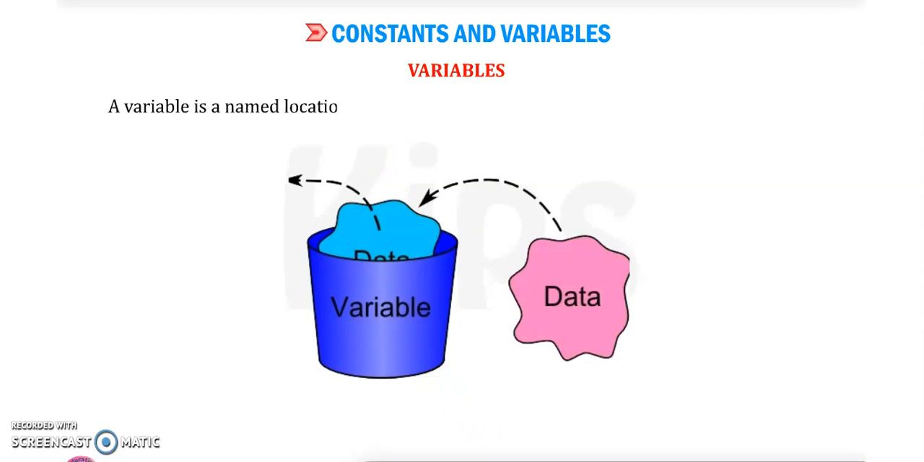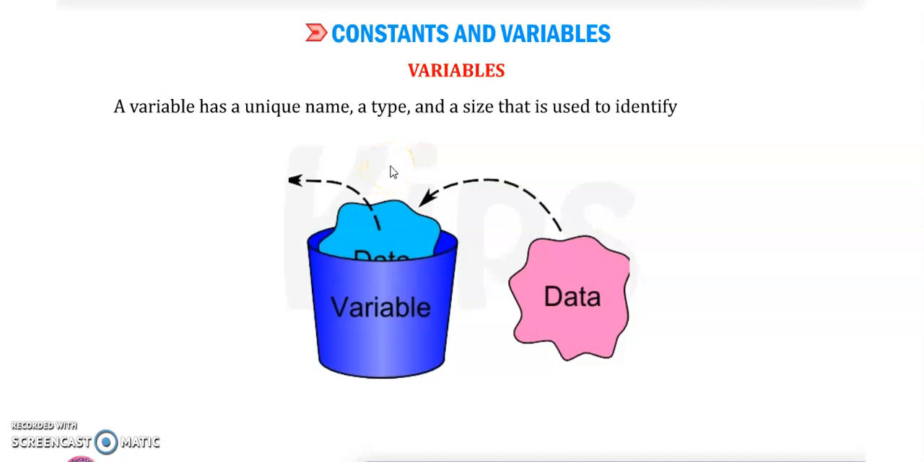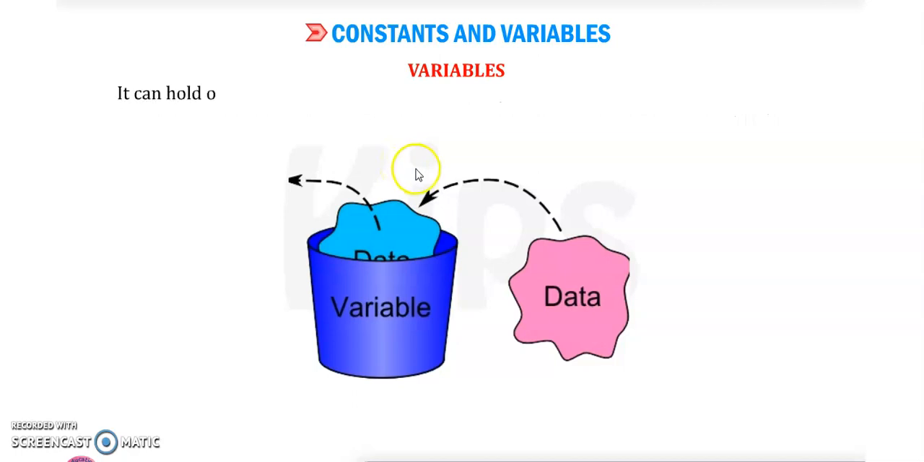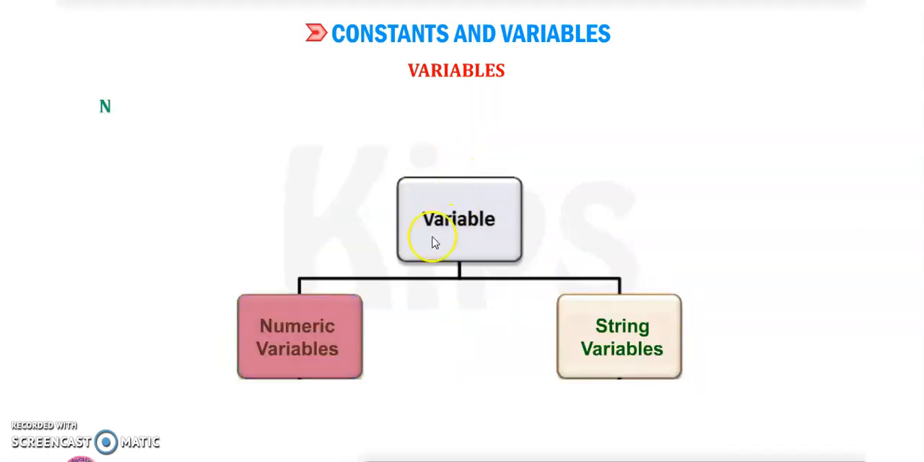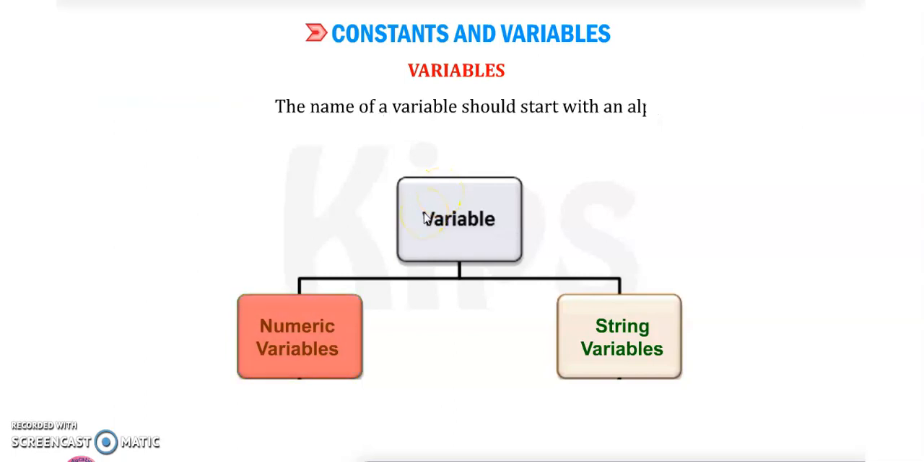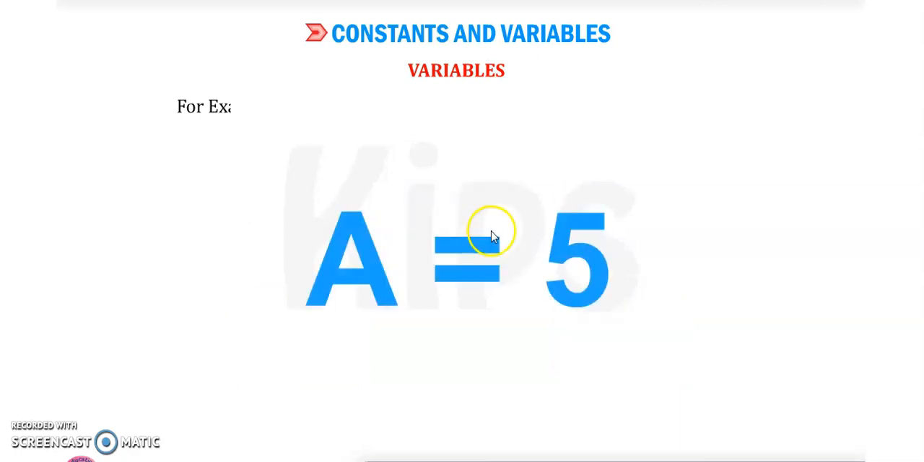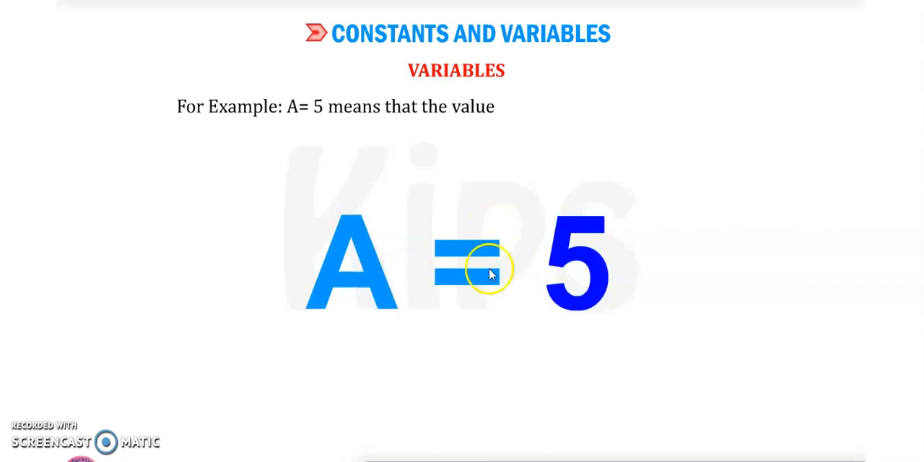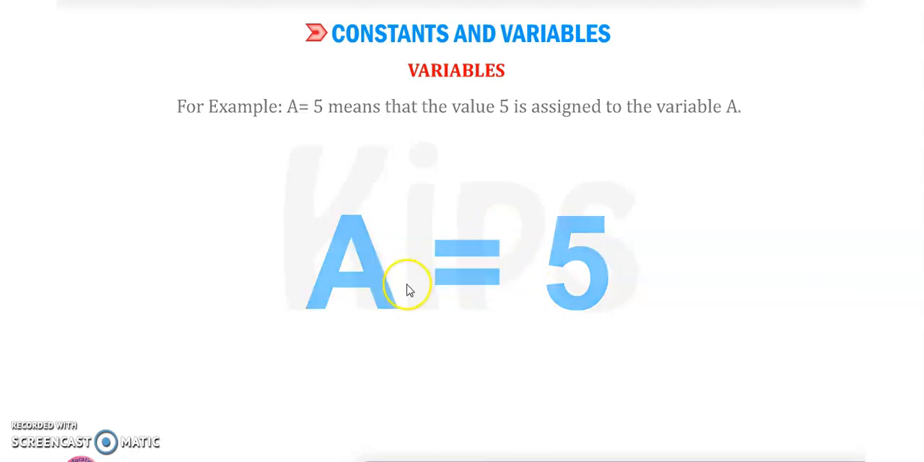Next is variable. A variable is a named location in the memory of the computer that stores data temporarily. A variable has a unique name, type and a size that is used to identify it in a program. It can hold one data at a time and can accept different values during the execution of the program. Variables are of two types. Numeric variables can hold only a number that can be either an integer or a real number. The name of a variable should start with an alphabet. It can consist of alphabets, digits and underscore also. For example, a equals 5 means that the value 5 is assigned to the variable a.